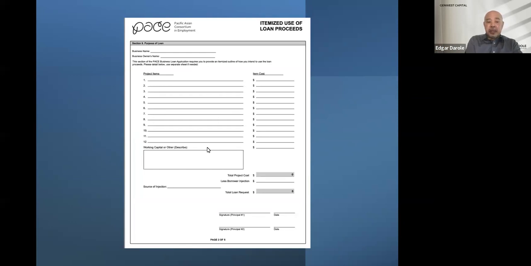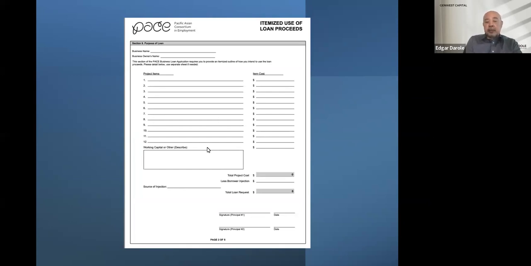Right below number 12, under project item, it's asking for working capital or other, and it says describe. The more detail you put in there, the better your chance. You want to be able to convey the purpose of the loan. If your sole purpose is just working capital, you can totally avoid numbers 1 through 12 and just list the explanation of why you need working capital.